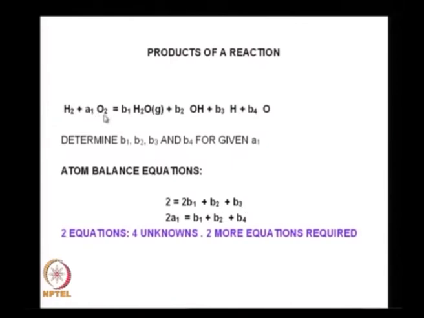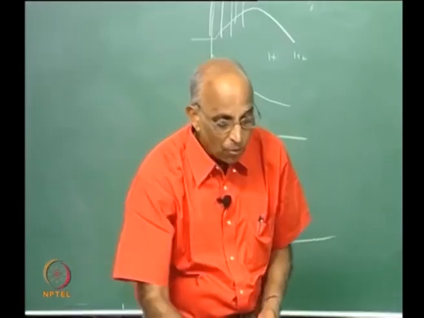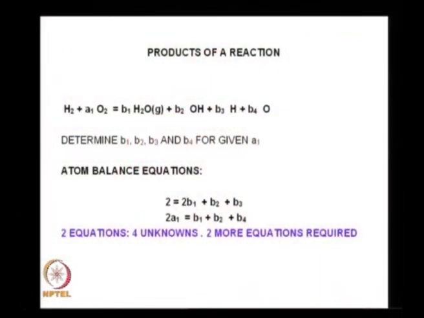I also have 2 A1 of oxygen, 2 of O atoms, and therefore I have B1 plus B2 plus B4 over here. I have these 2 equations which represent the atom balance equations. But now I need to determine the value of B1, B2, B3 and B4. That means I need 4 quantities, and I have only 2 equations. Therefore, I need 2 more equations to be able to determine these values, right.